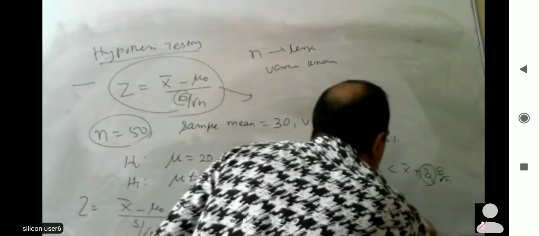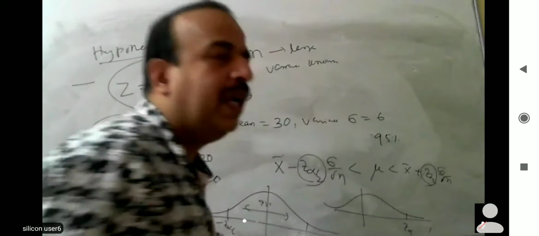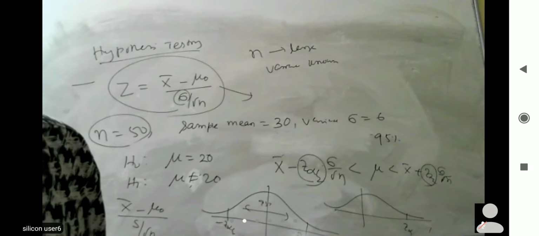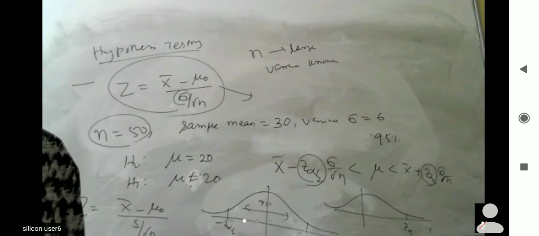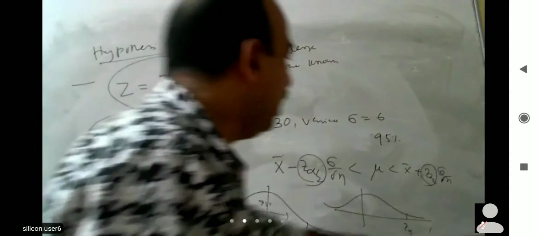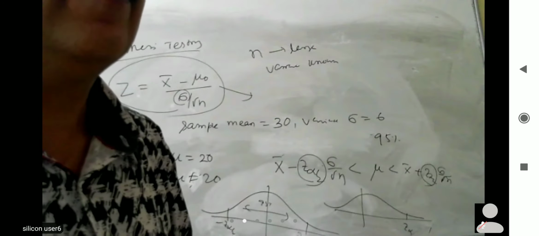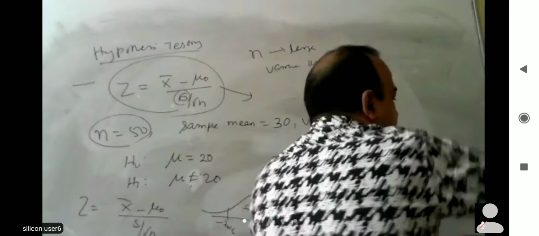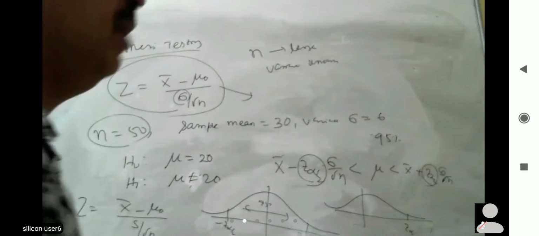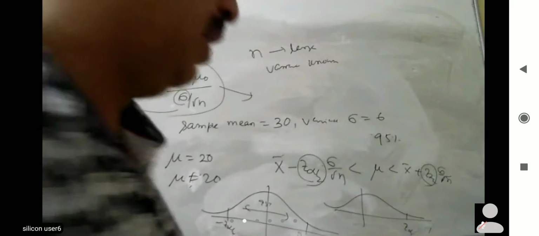If we take a single tail, can you get an interval? No, sir. One side is either this side or this side. So that's why, if we have a two tail, then it is related to the confidence interval. Got it?